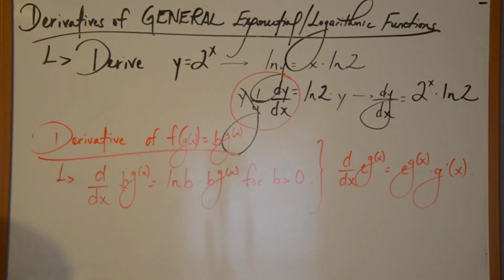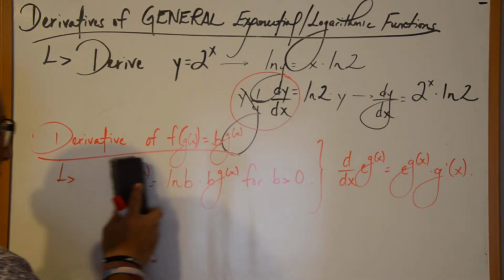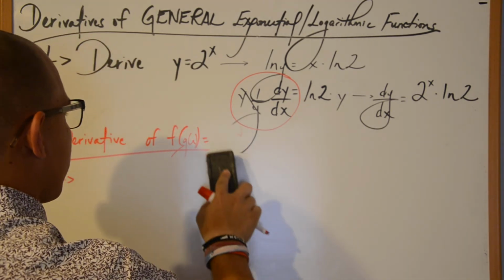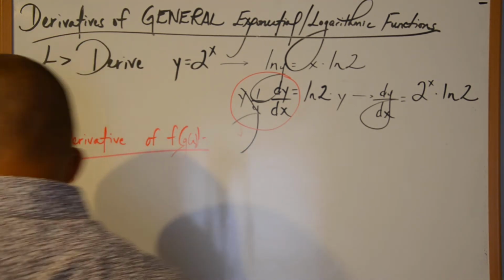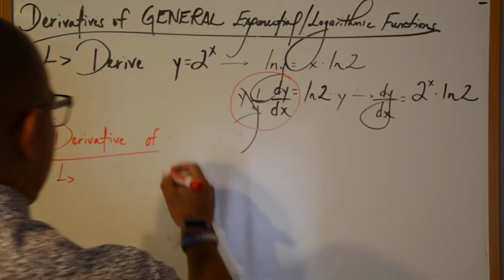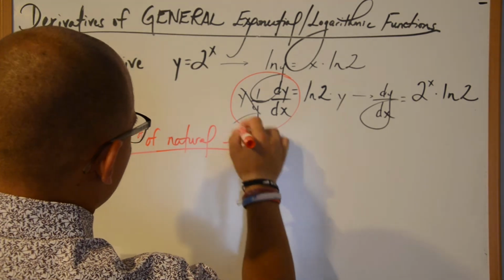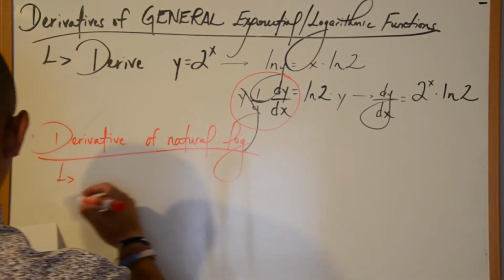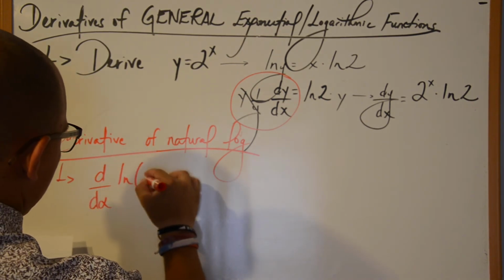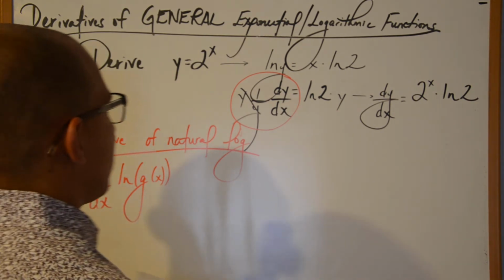Now, when it comes to the natural logarithm, that was also something we had taken for granted. So let's define that as well. Actually, the derivative of the natural log, ln of g of x. Right? Why do I write g of x and not just x?